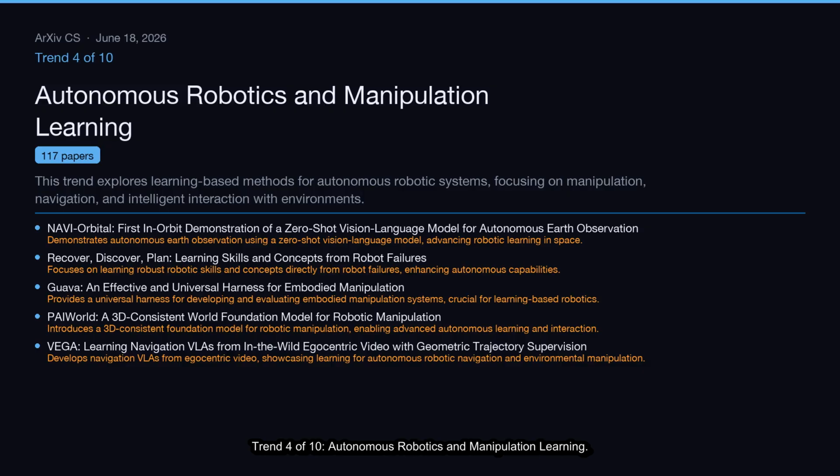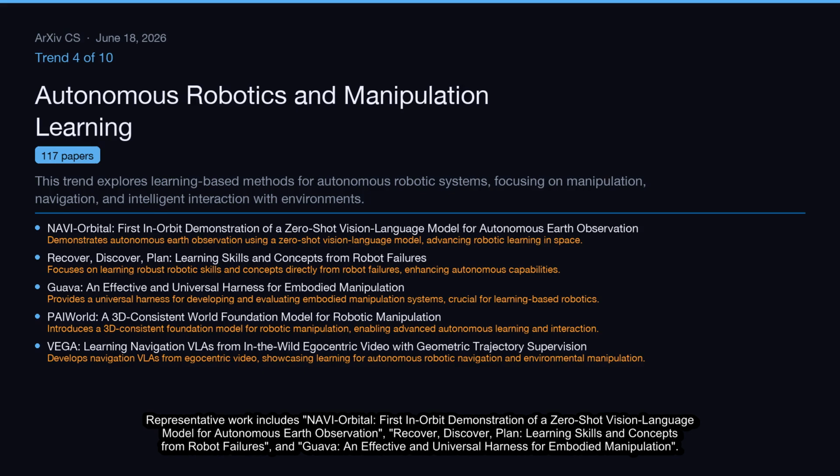Trend 4 of 10, Autonomous Robotics and Manipulation Learning. This trend explores learning-based methods for autonomous robotic systems, focusing on manipulation, navigation, and intelligent interaction with environments. This cluster covers 117 papers. Representative work includes NAVI-Orbital, first in-orbit demonstration of a zero-shot vision language model for autonomous Earth observation, recover, discover, plan, learning skills and concepts from robot failures, and Guava, an effective and universal harness for embodied manipulation.